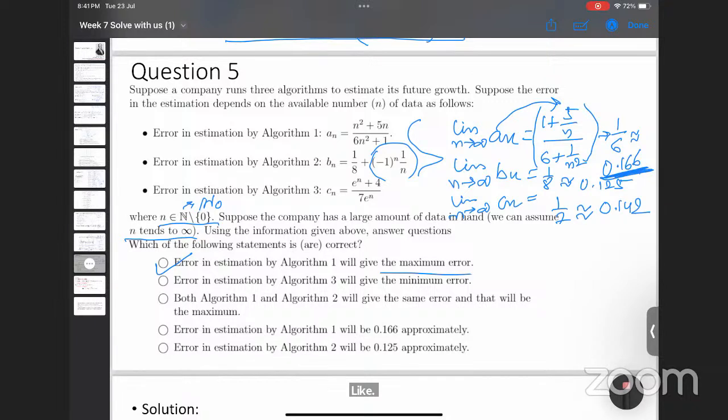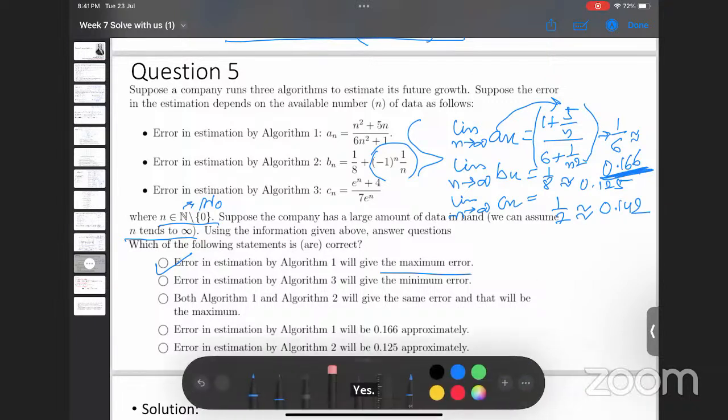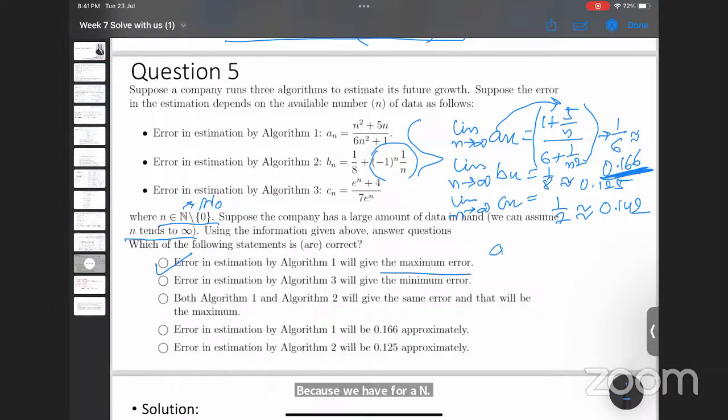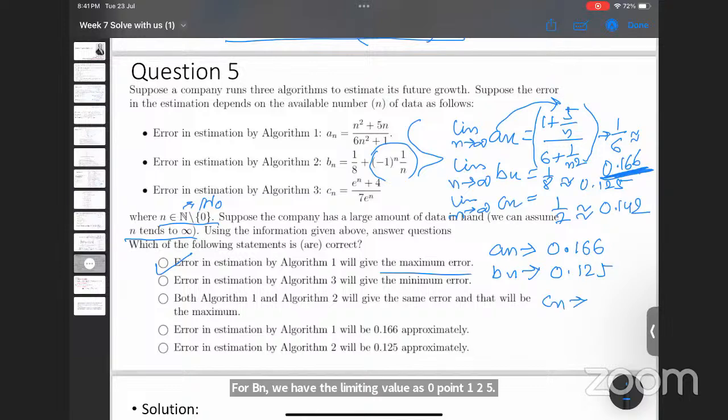Why is option 1 correct? Because for a_n, we have the limiting value 0.166, right? For b_n, we have the limiting value as 0.125. And for c_n, we have the limiting value as 0.142. So this is the maximum number among these three. So option 1 is correct.